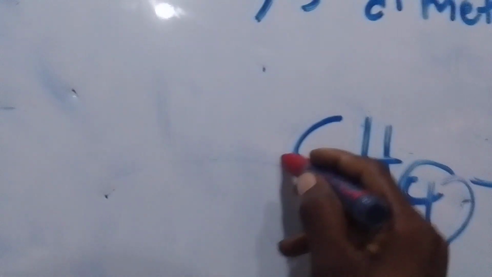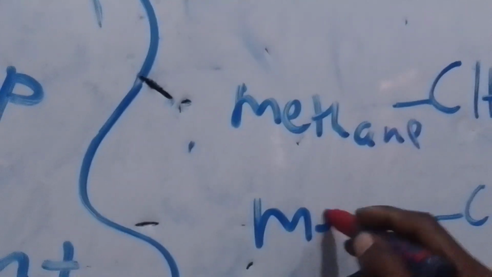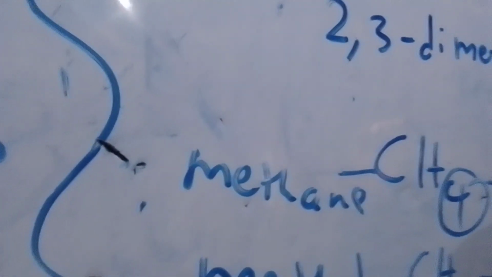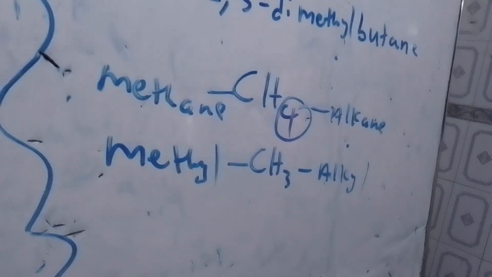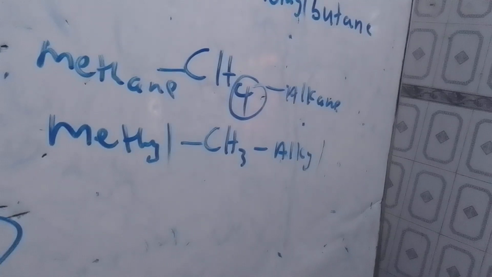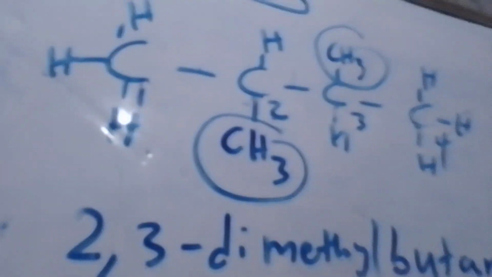So the name of this one is methane. You can agree with me. Now this one is what? Methyl. So alkyl is gotten from alkane by the loss of one hydrogen atom. And one thing about alkyl is that they are normally used as side chains, just like in this compound here. You can see the alkyl here, you can also see the alkyl there.